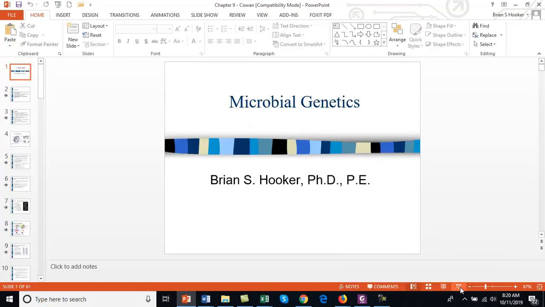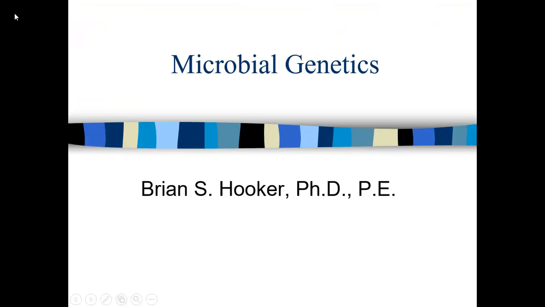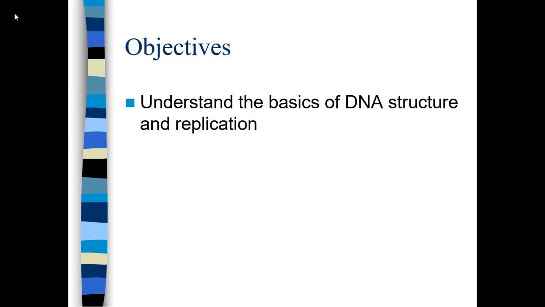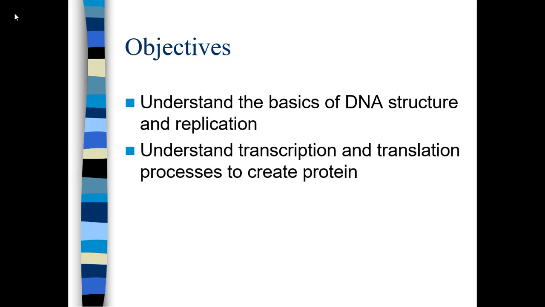Chapter 9 is a chapter regarding microbial genetics, and our objectives in this chapter are to look at the basics of DNA structure and how DNA replicates, and then to understand 2 other processes. The first one's transcription, and the second one is translation, and these processes lead to the creation of protein.